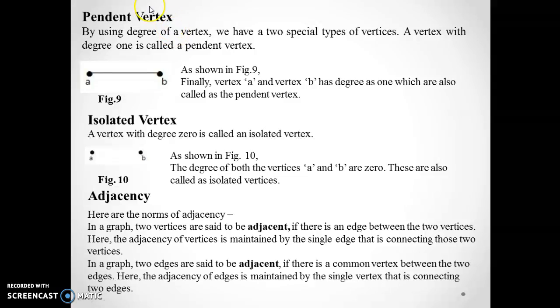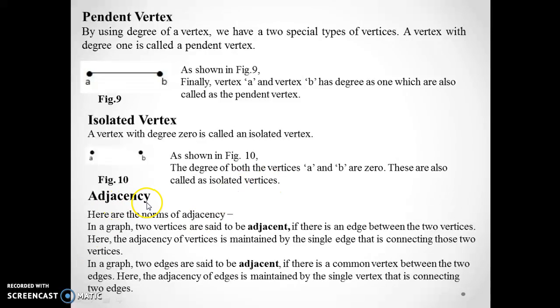Now, the definition of various types of vertices. First, pendant vertex. By using the degree of vertex, we have 2 special types of vertex. A vertex with degree 1 is called the pendant vertex. Again, as shown in figure 9, the vertices A and B have degree 1. So, they are called pendant vertices. Isolated vertex, a vertex with degree 0 is called an isolated vertex. So, as shown in figure 10, the degree of vertices A and B are 0. So, these are called isolated vertices.